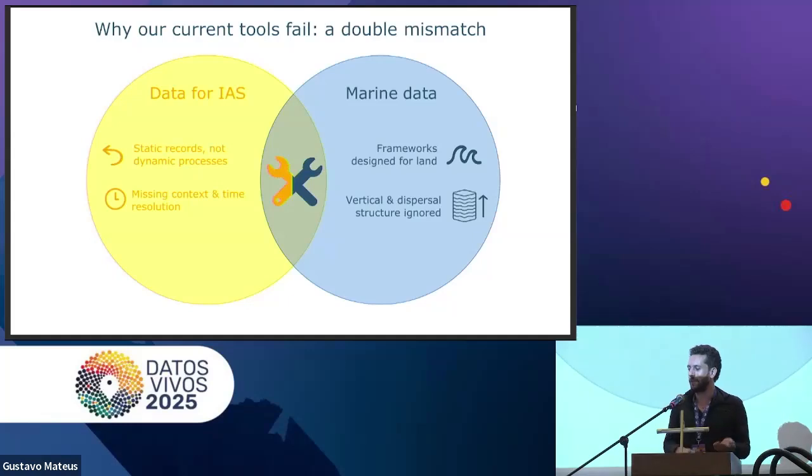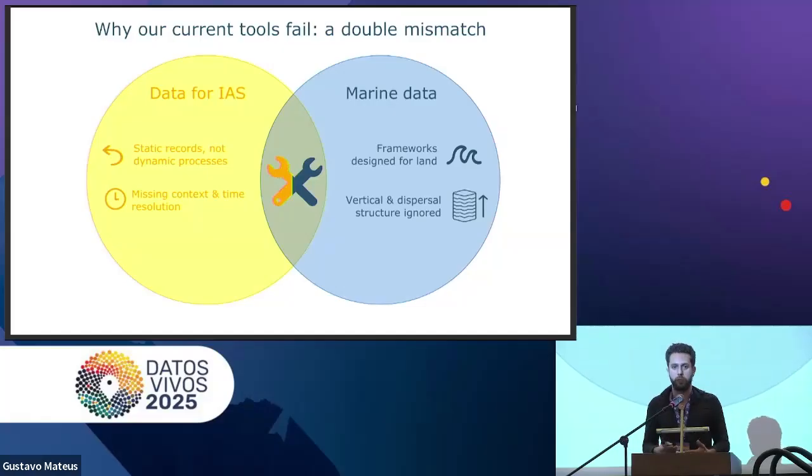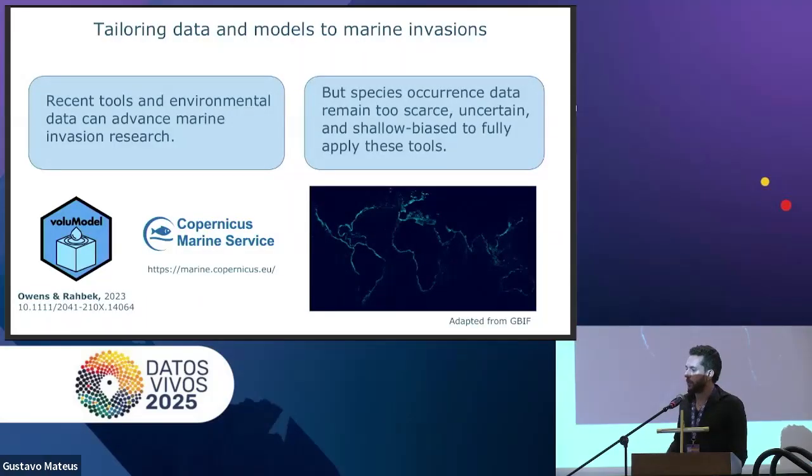So when we applied them for the marine, they work less well. So when we put it to marine invasions, we have those two layers of problems. And it would be very cynical to just produce models with those amazing tools we have and say that that's what's going to happen and not go through all the issues that we have there. So we have to tailor the data and the models that we have to fit marine invasions.